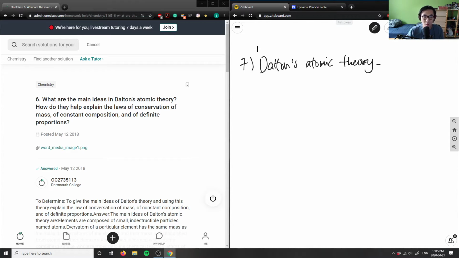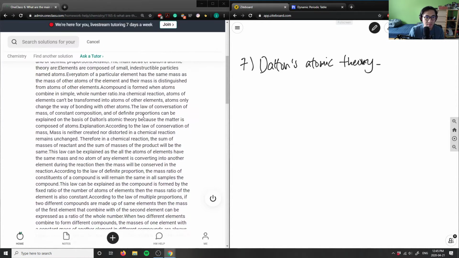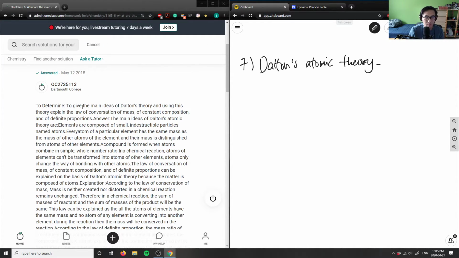Okay, so for this one question, I'm actually going to just look at the solution, because I really don't want to repeat myself in terms of explaining Dalton's atomic theory and then talking about the law of conservation of mass, constant composition, and definite proportions for the sake of time. I'm just going to double check that they explain the concepts correctly. As you can see, it's a very, very big paragraph, so I'm going to try to skim it for you.